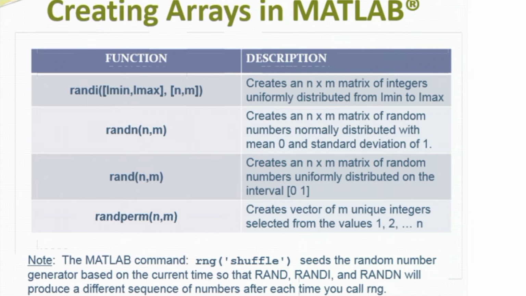And if you're not familiar with the term normally distributed, I bet you are familiar with a bell curve. You've seen a bell curve before. IQ is distributed along a bell curve. SAT scores are distributed along a bell curve. Same thing here with randn. It is centered at 0 with a standard deviation of 1. Rand creates an n by m matrix of random numbers that are uniformly distributed on the interval from 0 to 1. This means any number from 0 to 1 is equally likely to appear in this matrix. And randperm picks unique integers to go into the matrix.